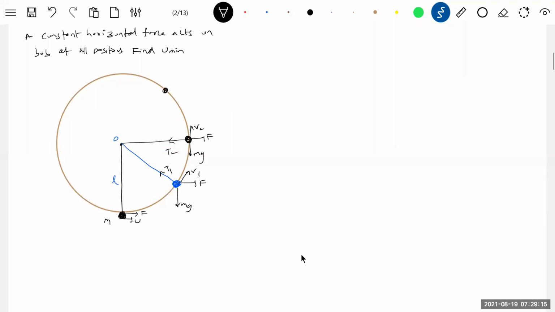Just keep on drawing the diagram. Here F, and this mg. The resultant of all forces should act towards the center. So now this should be tension. Here also not possible. Then we'll go for the next one. The force F, this mg.